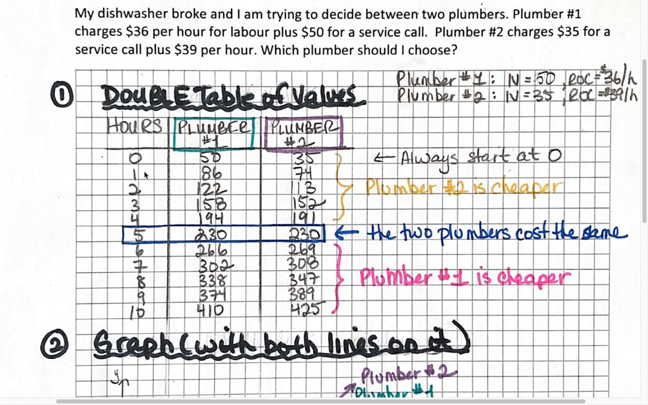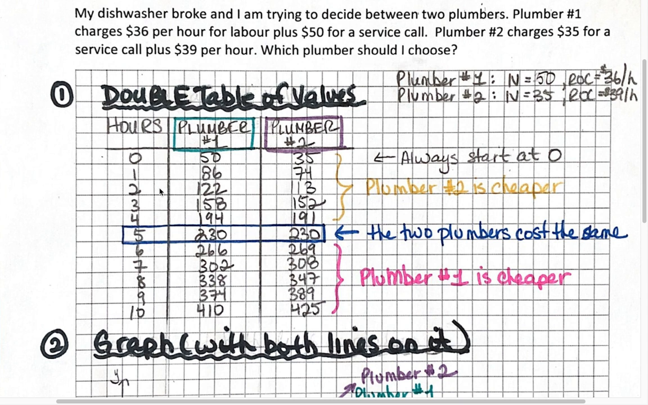After 1 hour has gone by, if the plumber leaves after 1 hour, for plumber one, I will have paid that initial $50 plus the additional $36 an hour. So I'll pay a total of $86 for plumber one. Whereas for plumber two, I've paid the initial $35 plus an additional $39. So I'll have paid them $74 altogether. Okay, and then I can continue that.